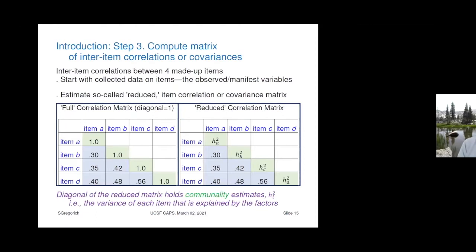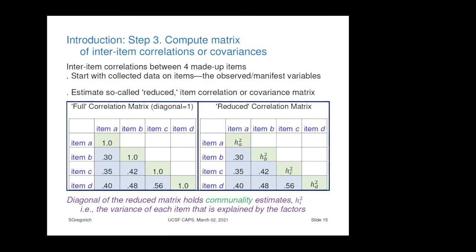Once you have data in hand, you need to compute, or your program will for you, a matrix of inter-item correlations or covariances. And one of the things I want to distinguish here is on the left, there's a typical correlation matrix with ones in the diagonal. On the right, there's what's sometimes called the reduced correlation matrix, and it has communalities in the diagonal.